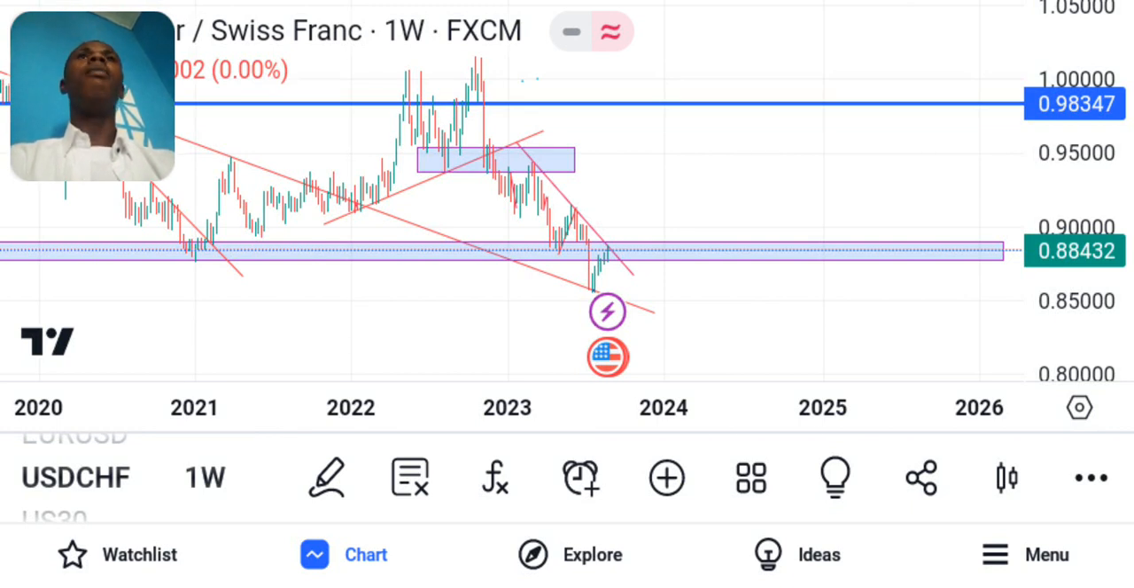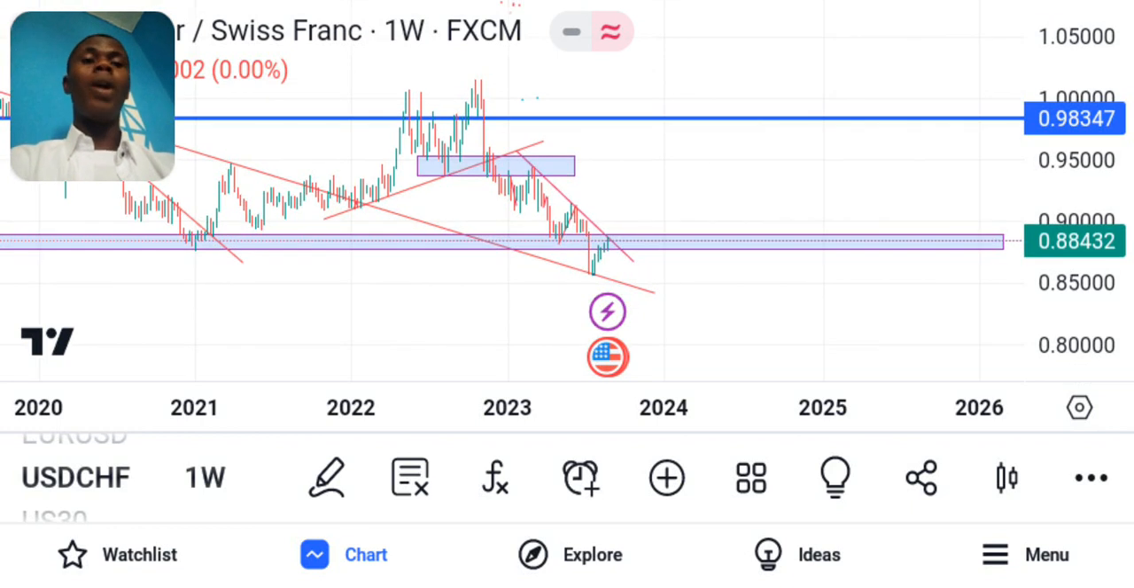Don't forget, the minimum reward we expect from the market is three. For me, I'm cool with 1:3. I'm against 1:1 or 1:2. I don't even agree with that totally. I always agree with 1:3. Let's take an example.